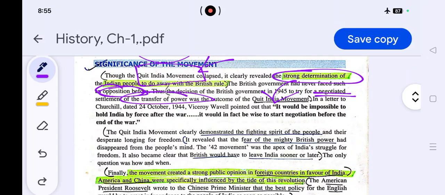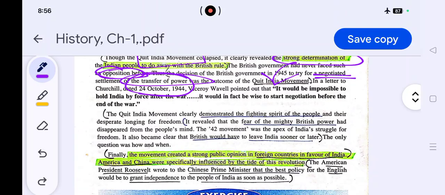In a letter to Churchill dated 24th October 1944, Viceroy Wavell pointed out that it would be impossible to hold India by force after the war. It would in fact be wise to start negotiating before the end of the war. Why before the end of the war? Because after the war ended, they didn't know what the result would be. And even if they won, the Indians were becoming so powerful that a point of time would come when the British had to leave. So Viceroy Wavell suggested to Churchill that they start negotiating before that.